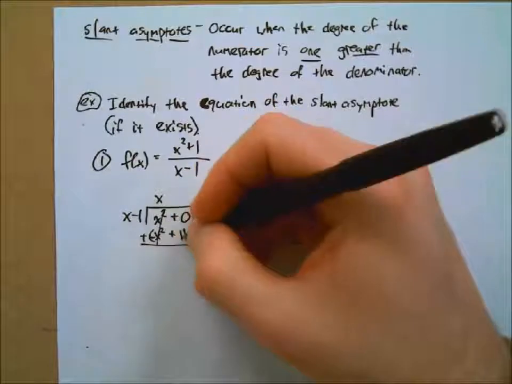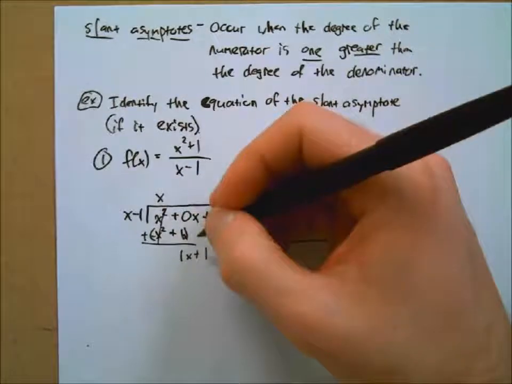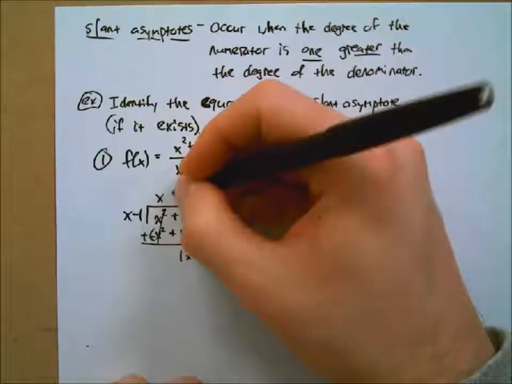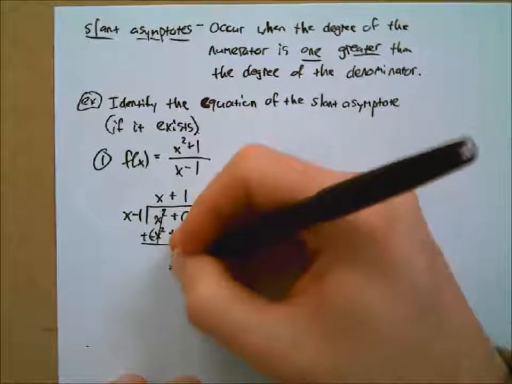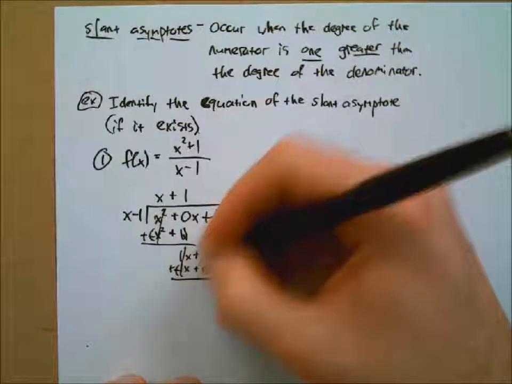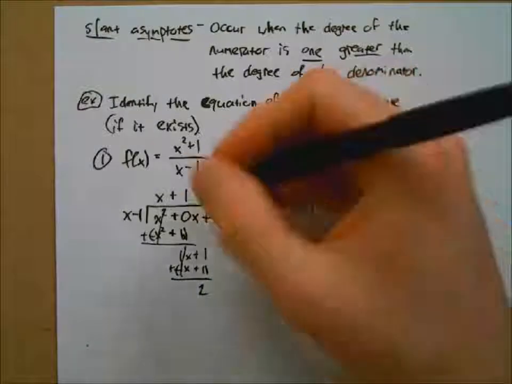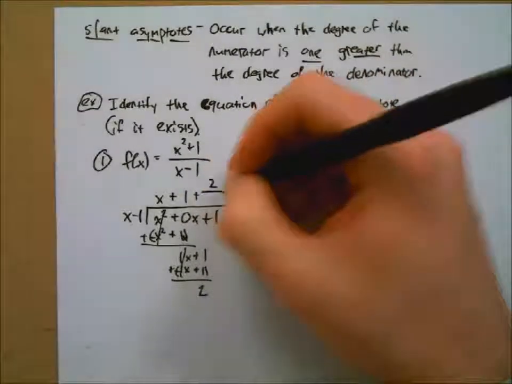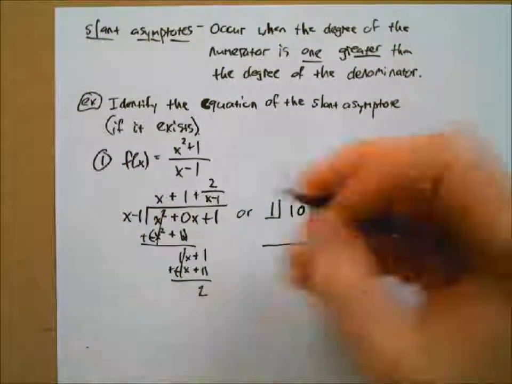Okay, so those cancel. Left with 1. Bring down 1x, I should say, forgot the x there. And then 1x plus 1. So it's going to be a plus 1. 1 times x is 1x, 1 times minus 1 is minus 1, minus that, plus the opposite. Those cancel and we get 2. Oh, we get a remainder. So a remainder would be plus 2 over x minus 1, right? That would be the answer to the long division.